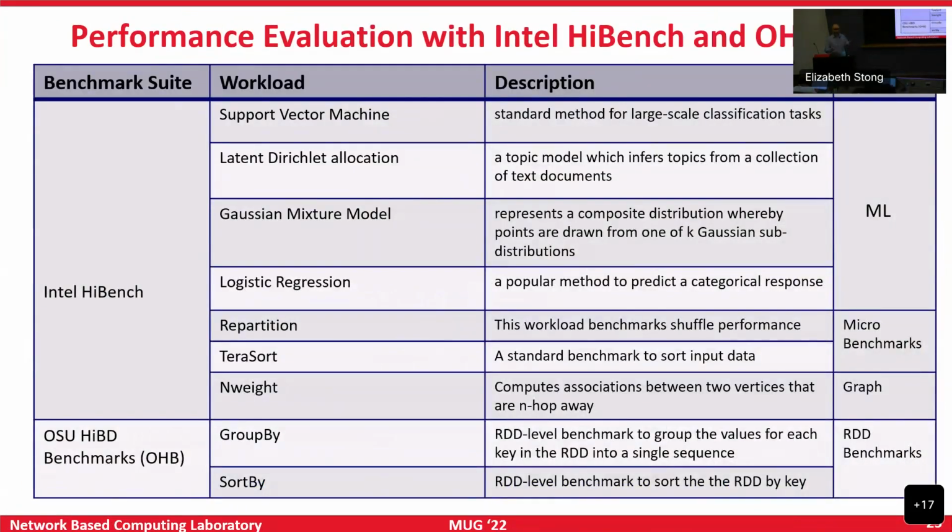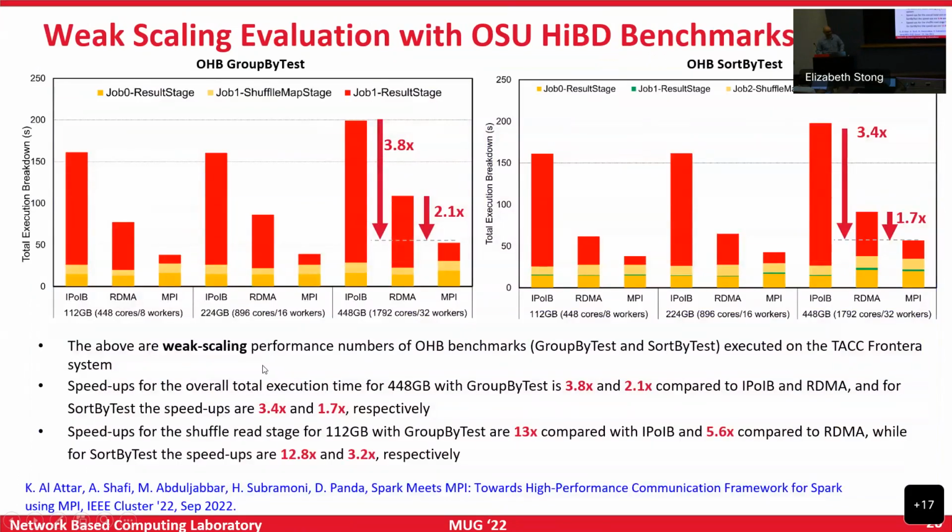But really, what we would like to quantify, the success criterion, should be whether this leads to any performance gains at the application layer. For that, we utilized two benchmarks: Intel HiBench and OSU HiBD benchmarks. Intel HiBench is a pretty popular benchmark, and it covers a variety of data science ML and DL workloads. And these are the performance results that we get. This is a weak scaling evaluation with the OSU HiBD benchmarks.